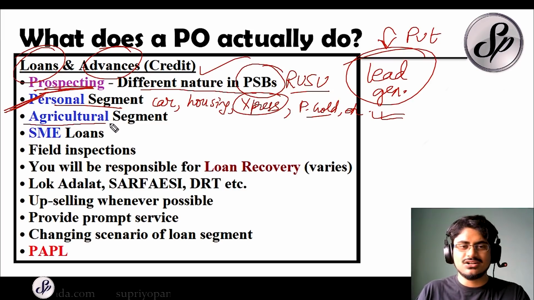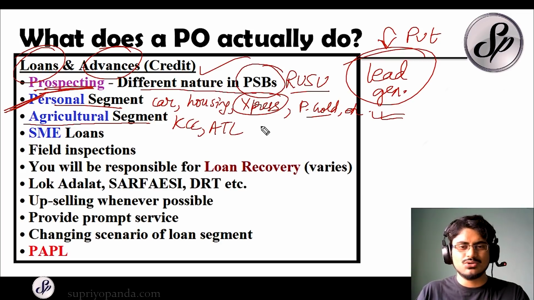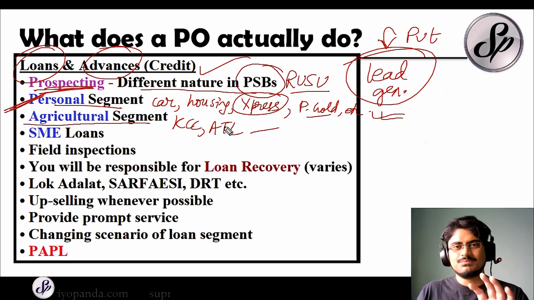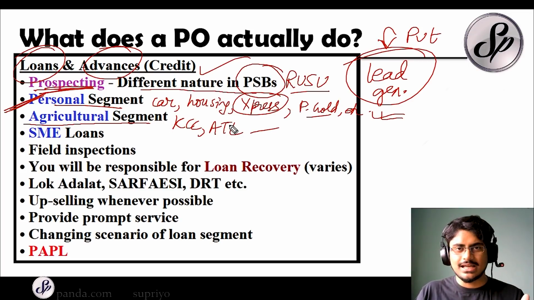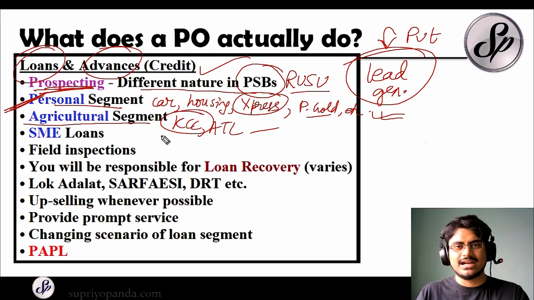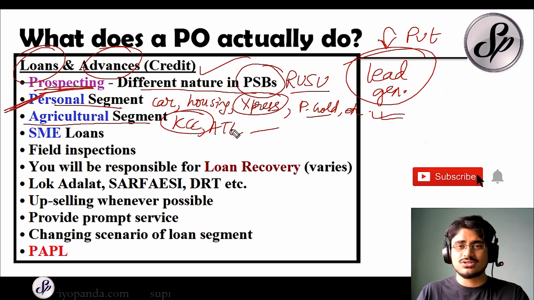Then you have the agricultural segment, the agro segment. So here you have the KCC, then you have the ATL, or the agricultural term loans, and other kinds of loans like this. So these are also something quite different from the other types of loans. A different skill set is actually required for giving this. And ATLs, I had not worked much. KCC, of course, I had worked. We have that interest subvention system as well. So subventions are also something that you have to learn.